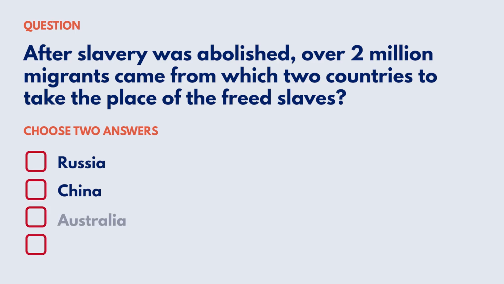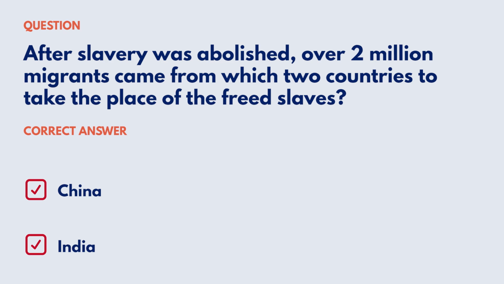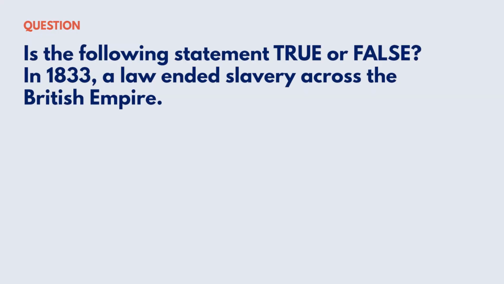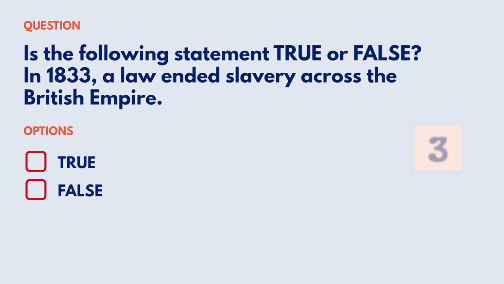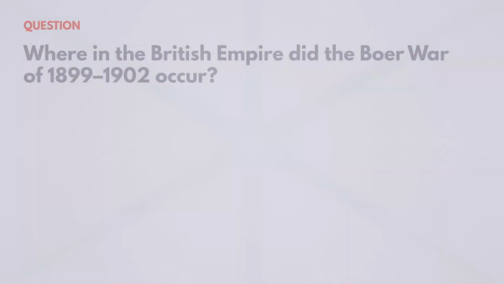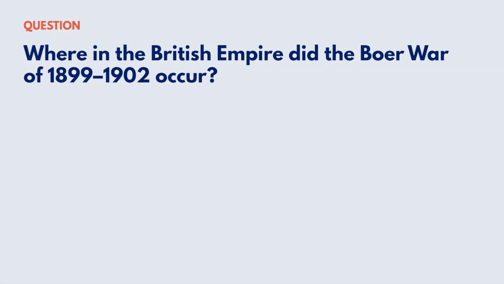China. Australia. India. Correct answer, China, India. Is the following statement true or false? In 1833, a law ended slavery across the British Empire. True. False. Correct answer. True. Where in the British Empire did the Boer War of 1899 to 1902 occur?